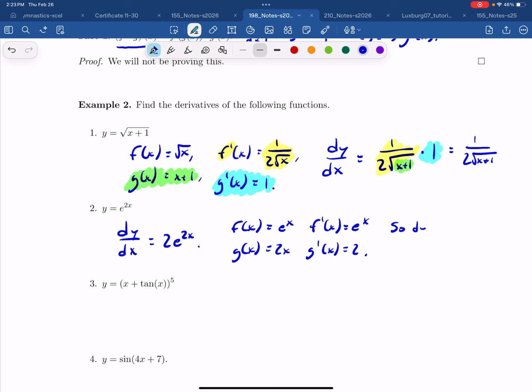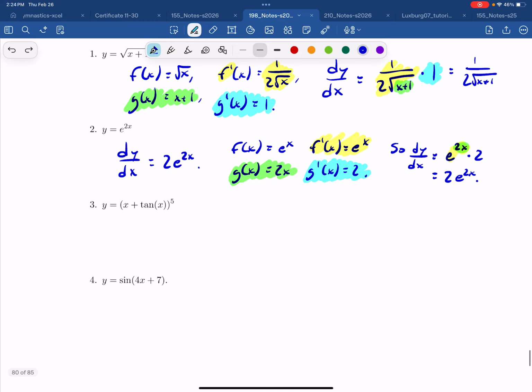So dy over dx equals f prime of g of x, times g prime of x, which simplifies, of course, to 2 e to the 2x. I think that was a little bit quicker than using the product rule. Maybe it actually wasn't because I wrote all this stuff out, but when we get good at the chain rule, we won't even have to write that out. Okay. Now, what about this?